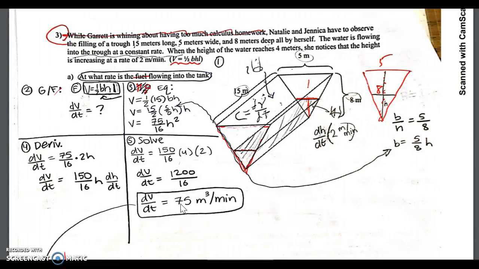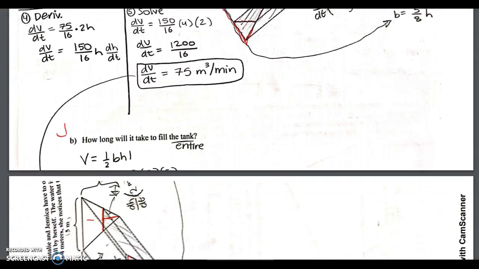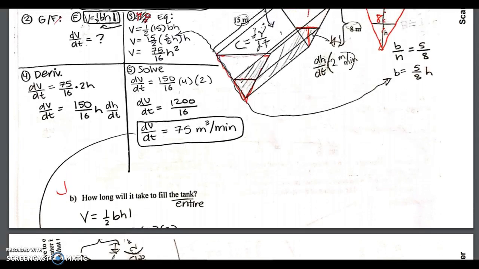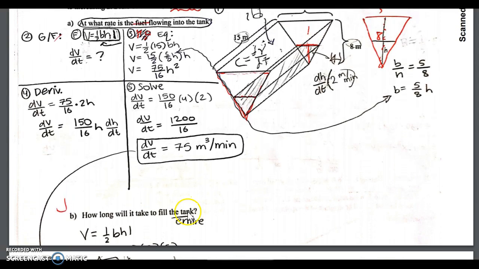Now be careful here that you get the right units. This is change in volume over change in time. And volume is always expressed as a quantity cubed. So it's meters cubed. And then the time is just minutes. To do the second problem, we're going to remember that the derivative is going to be equal to 75 meters cubed per minute. And we're going to use that to solve the next problem.